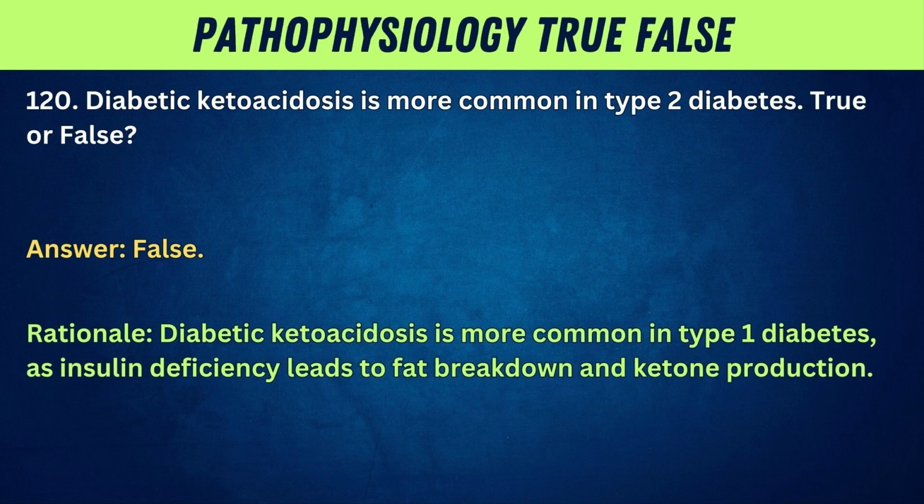Diabetic ketoacidosis is more common in type 2 diabetes. True or false? Answer: false. Rationale: diabetic ketoacidosis is more common in type 1 diabetes, as insulin deficiency leads to fat breakdown and ketone production.